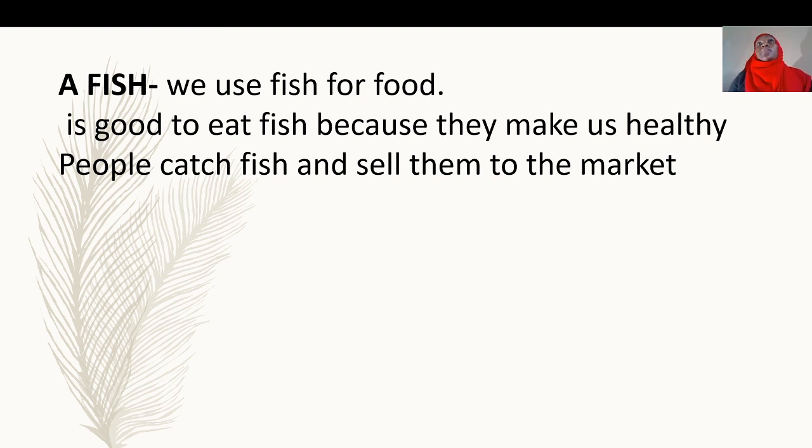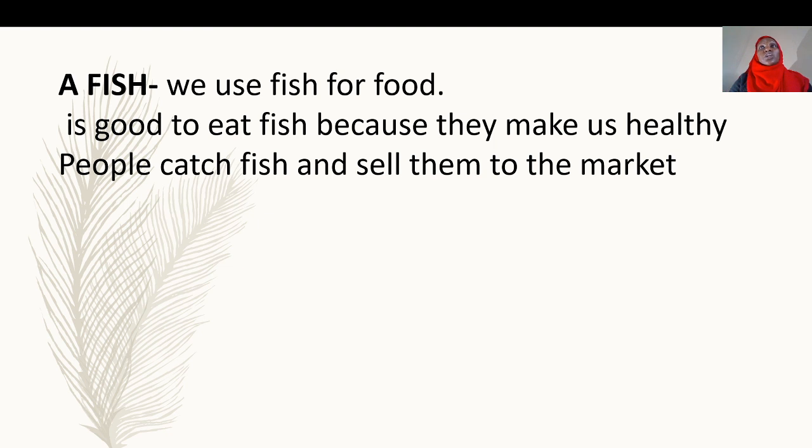Now, the people who go to the river to catch the fish, we call them fishermen. When the fishermen go to the river, they get the fish. Then we either sell the fish at the market. You catch many fish, you sell them at the market and you get the money. Or maybe you go to the river, you catch the fish, and you take it to your house and use it for food.